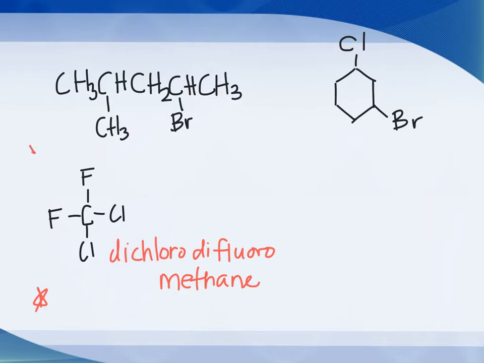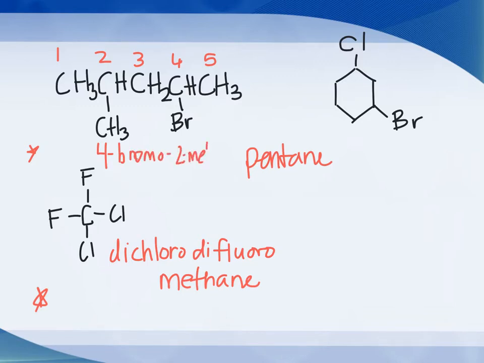For this longer one up here on the top, I need to figure out my carbon chain, and I'm going to go ahead and number it left to right. 1, 2, 3, 4, 5. I see that it's a pentane. And I have a 2-methyl and a 4-bromo. So bromo would be alphabetically first. So 4-bromo, 2-methyl pentane.